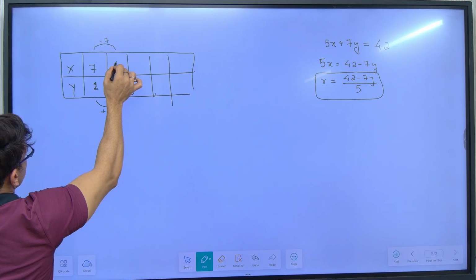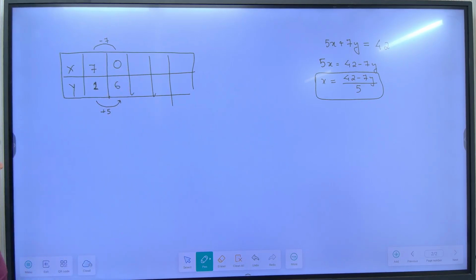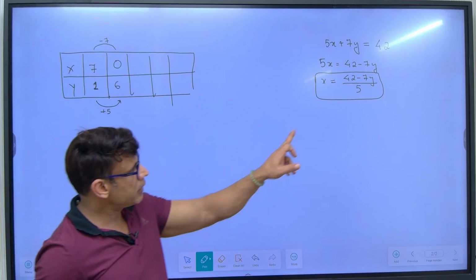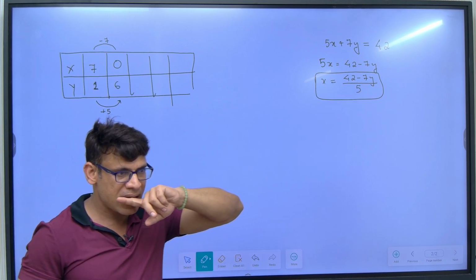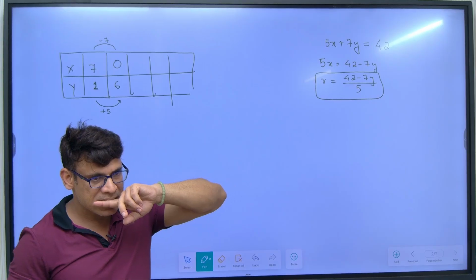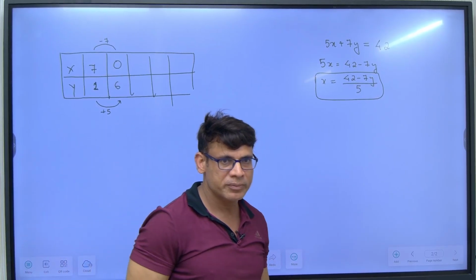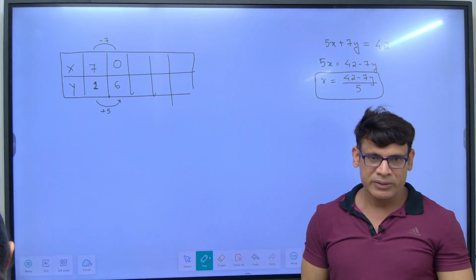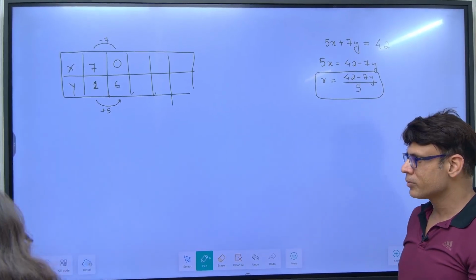So what is 7 minus 7? 0. Put 6 in place of y. In place of y, put 6. 7 sixes are 42, 42 minus 42 is 0. 0 by anything is 0.